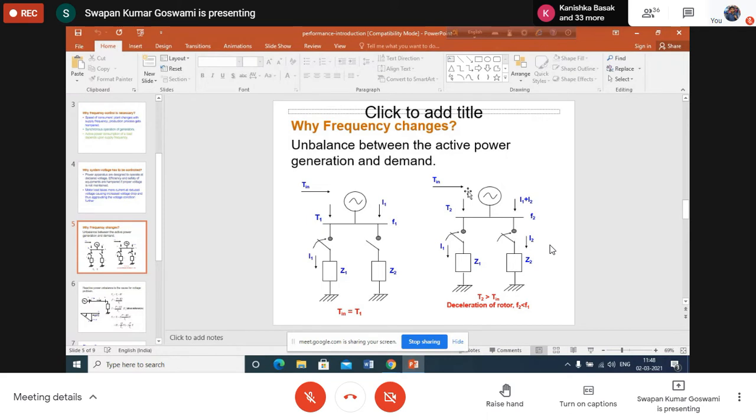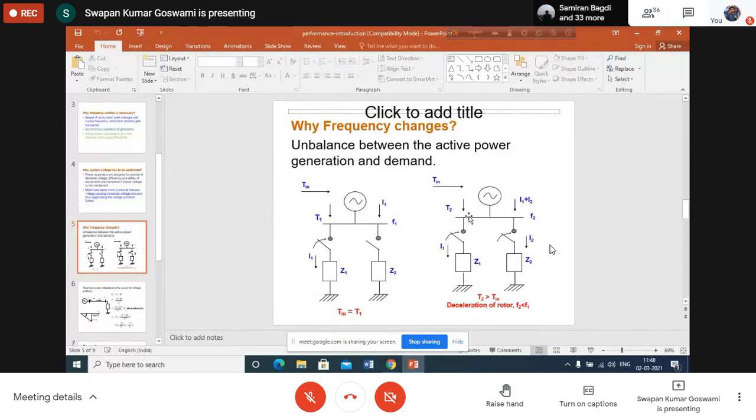That means you can say there is an unbalance between the active power generation and active power demand. Generator cannot generate more power. Why can it not generate more power? Because it is not getting more power supply. Mechanical power supply is not changing. That's why it cannot increase its power output. So an unbalance between the active power generation and active power demand is the reason for frequency change.